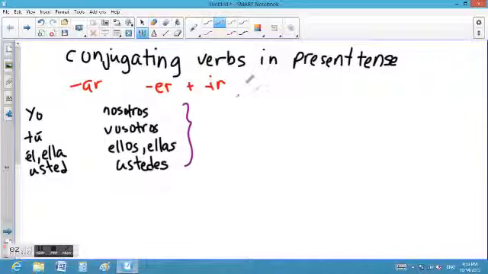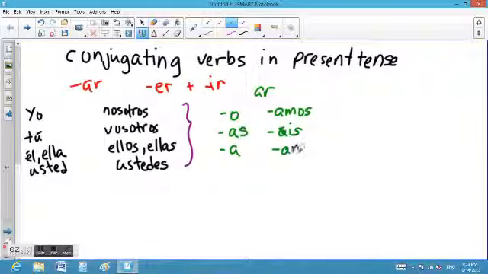So, for AR verbs, let's talk about the AR endings. You have your yo ending, which is O. You have your tú ending, which is as. You have your él, ella, usted ending, which is a. You have your nosotros ending, which is amos. You have your vosotros ending, which is áis. This is only used in Spain. And you have your ellos, ellas, ustedes ending, which is an.